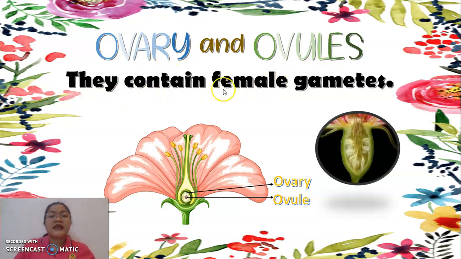Ovary and ovules contain female gametes. This is the inside of an ovary and the ovules. This big one is the ovary, and these small seeds are what you call the ovules. These ovules can be the next flowers.